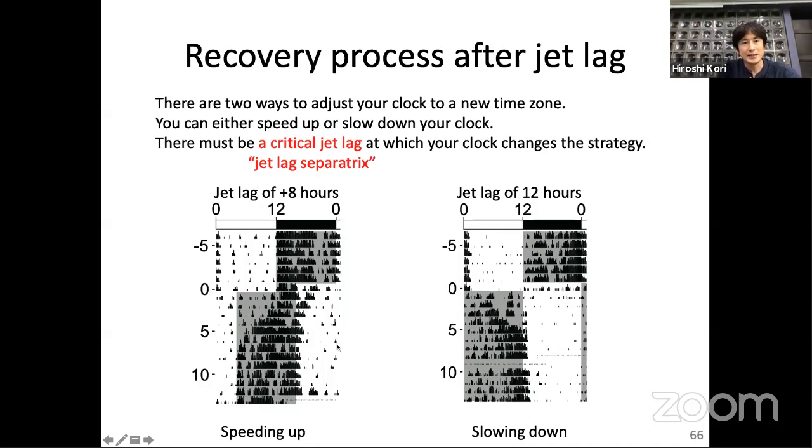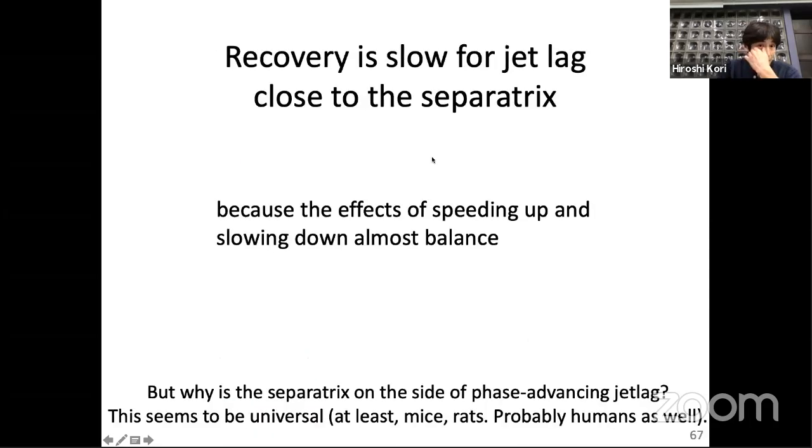And this is a case of a certain mouse. If we give a jet lag of +8 hours, you can see the clock speeds up. And if we give a jet lag of 12 hours, the clock slows down. So there is a separatrix between these times. We suspect there is a separatrix at probably +10 hours in mice. And certainly recovery becomes slow for jet lag close to the separatrix because the effects of speeding up and slowing down almost balance. And this is the reason why +8 hours jet lag has a slow recovery compared to the -8 hours jet lag.